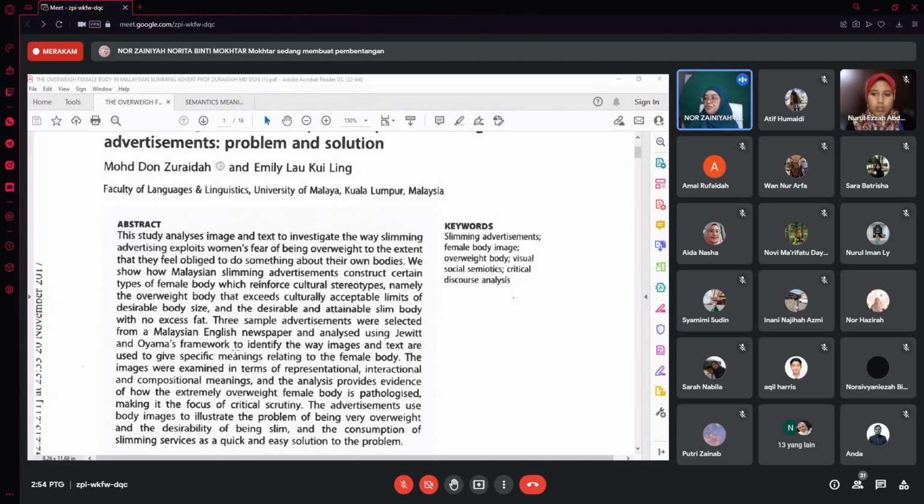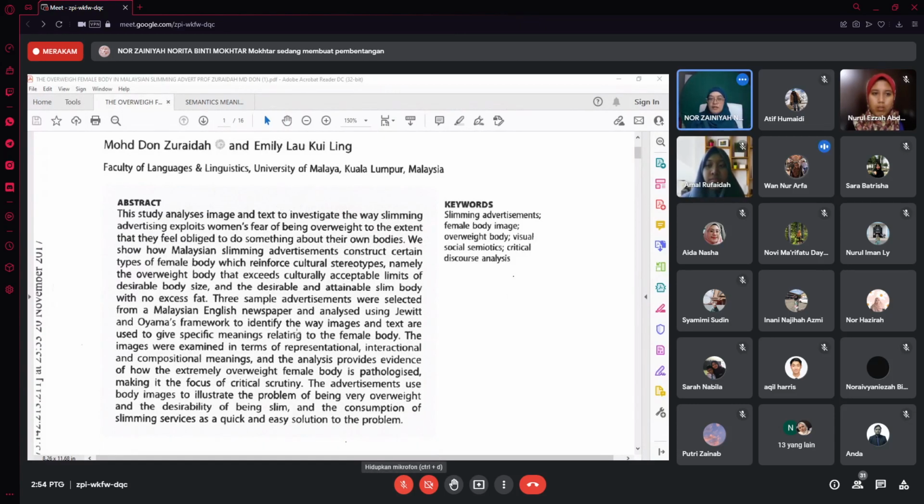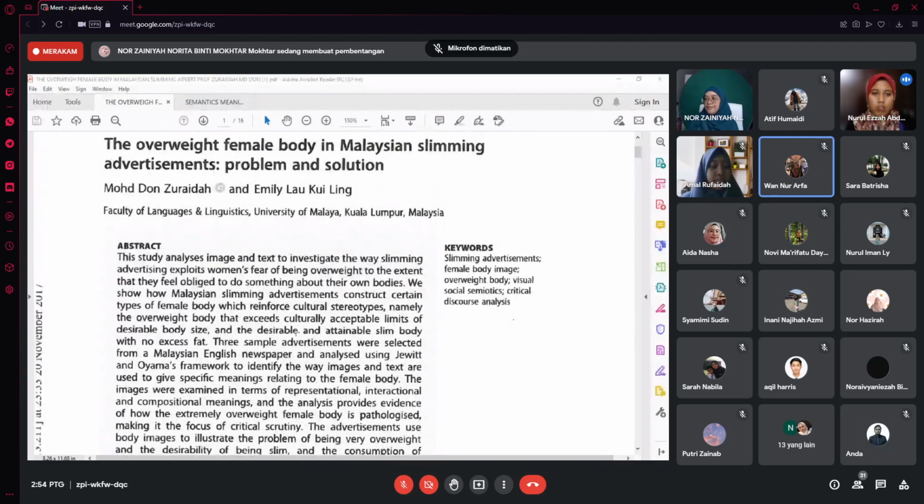Can you see that on your screen? Yes, madam. Right, so this is what we're going to do. We're going to extract information and match it with the question that we had earlier. If you look at the title of the paper, it's entitled "The Overweight Female Body in Malaysian Slimming Advertisement: Problem and Solution." From the title, you can somewhat gauge the idea of what type of research design.